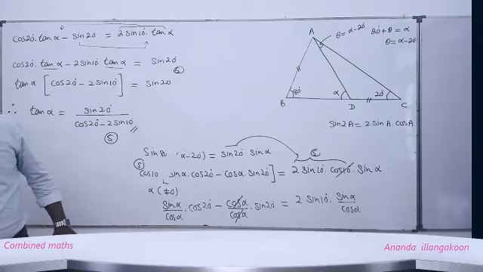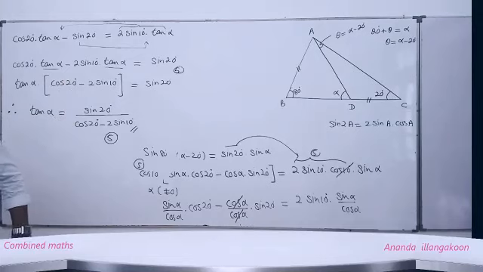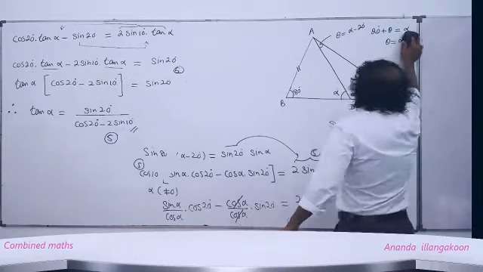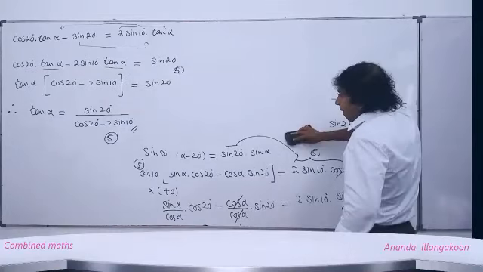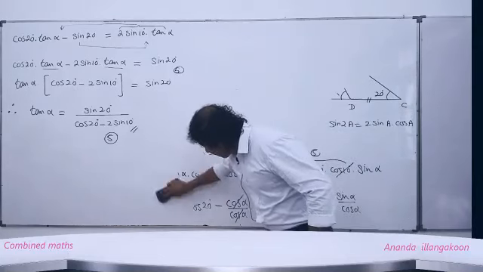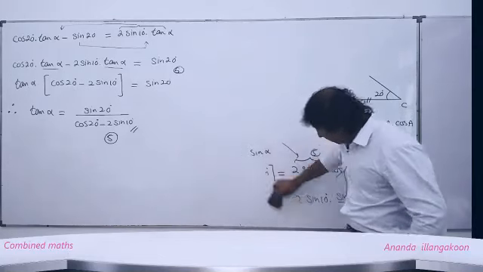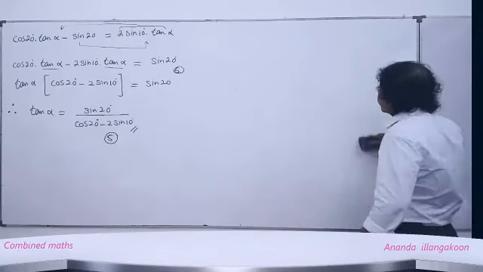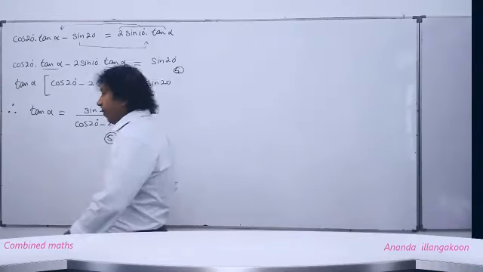Now, what is the next part? Using the result in A2 above, deduce that tan alpha equals the given expression with 30. Let's see how to take that. Right, okay.